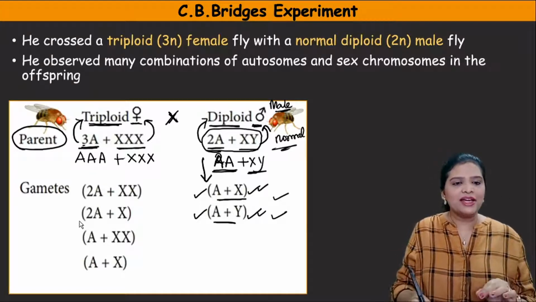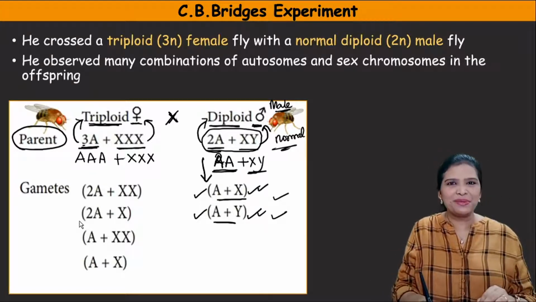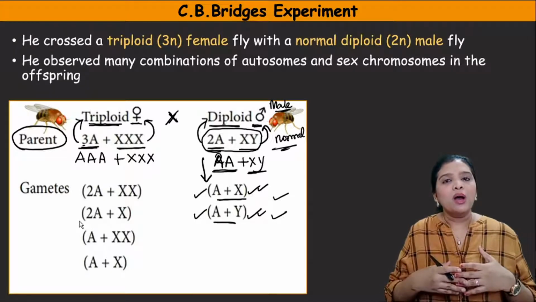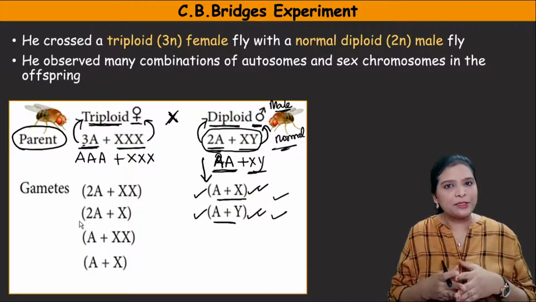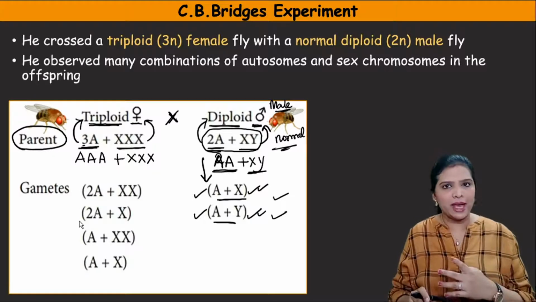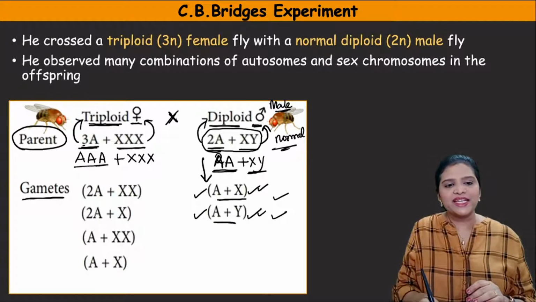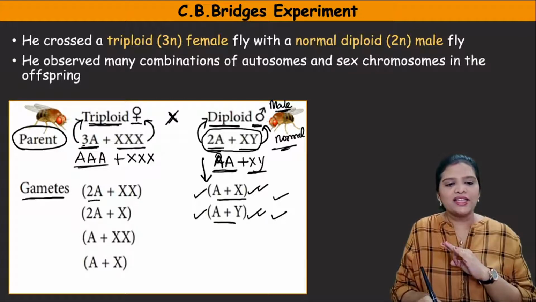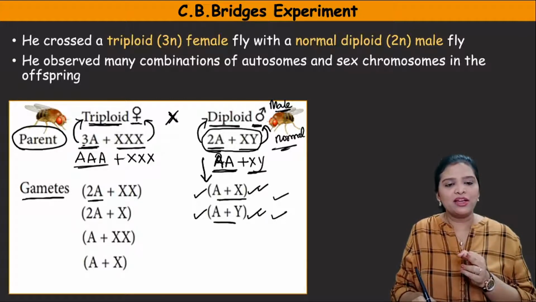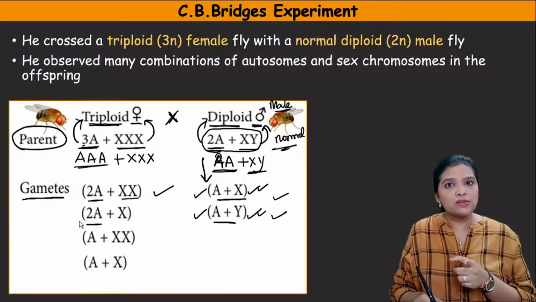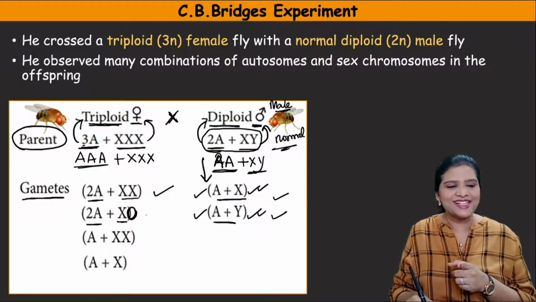Whereas on the other hand, look at the left side, the triploid female, which is an abnormal female. What types of gametes does this female produce? It produces 4 different types of gametes. These are the different combinations. Here it has 3 autosomes, so either 2 autosomes will come in one gamete along with 2 X chromosomes. This is one combination. Or 2 autosomes will be present in one gamete with 1 X chromosome. What about the other chromosome? It will be 0, or absent. This is another combination.